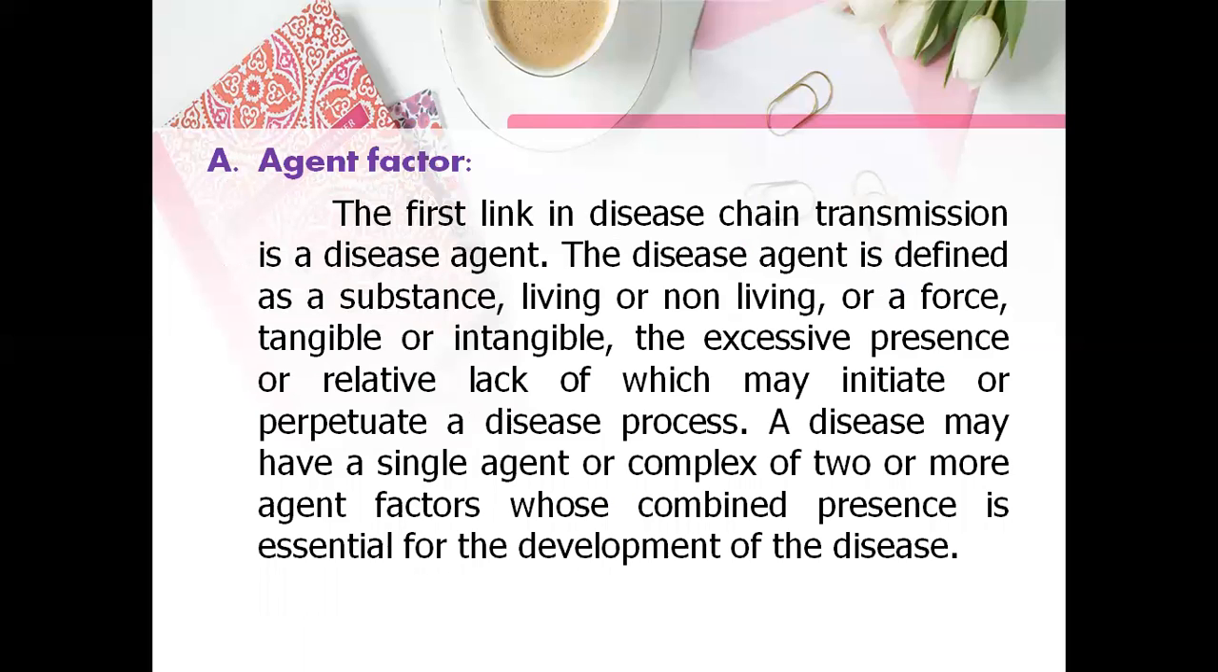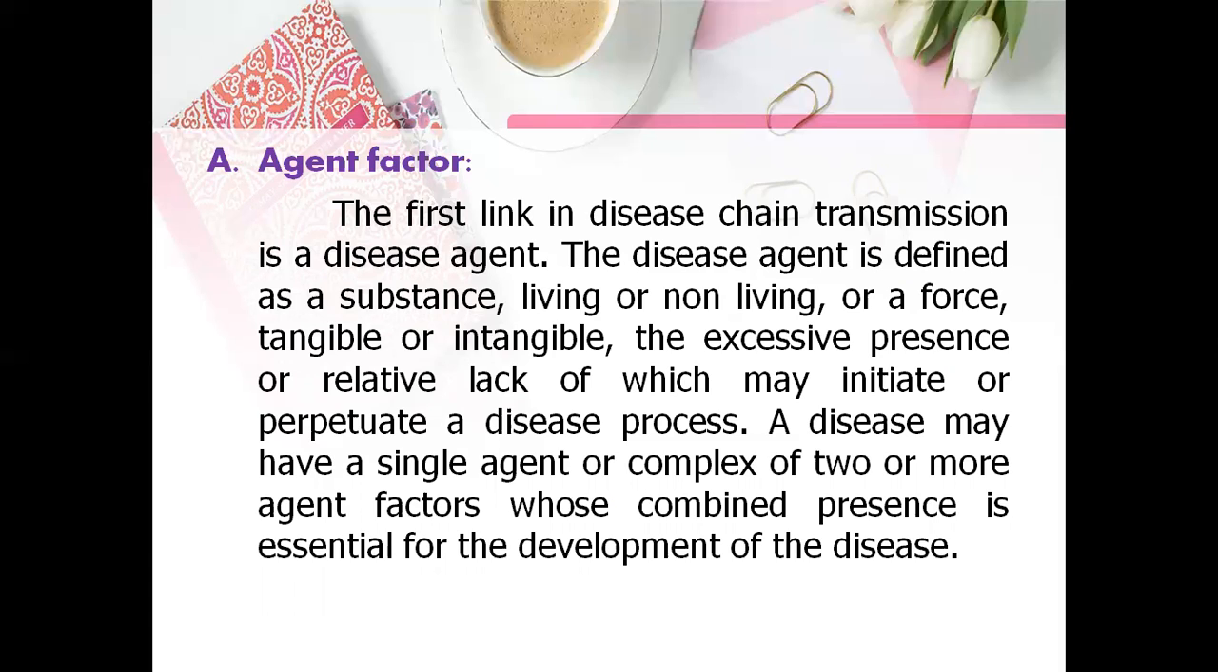So what is an agent? Like I've said, it is the most important factor in the chain of transmission of a disease. Without the agent, none of this will come. It is the first important link in the disease chain of transmission. It is the one which causes all the disease. So everything starts from where? From the agent.